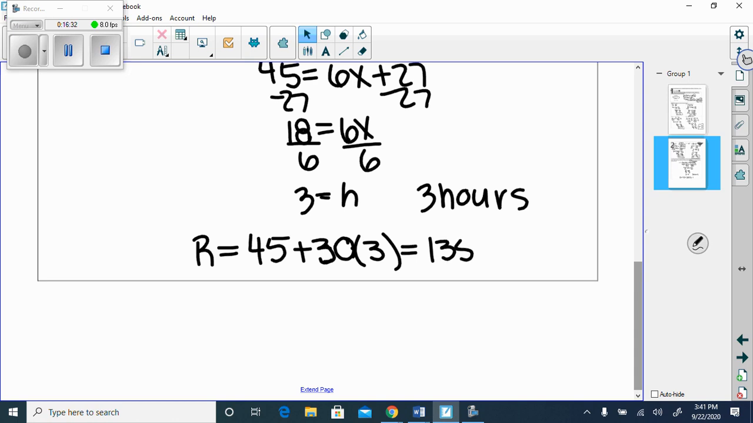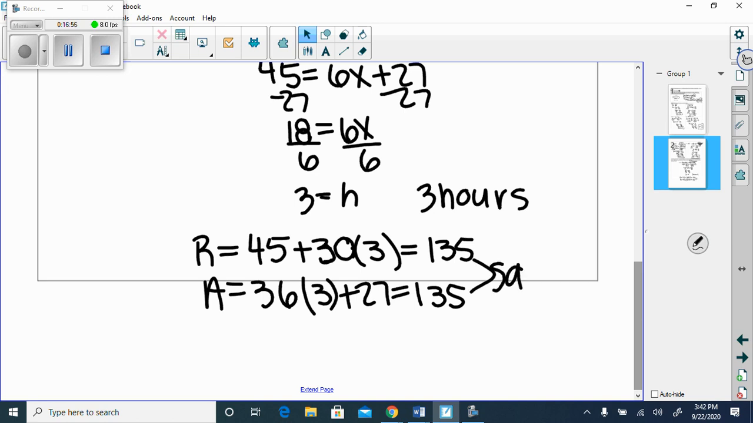Okay. And then Amanda, we said that Amanda was 36 times our x, which we know is 3, plus 27. What do I get there? 135, which makes sense because we said that we were going until these two were the same. So it would be 3 hours and 135.